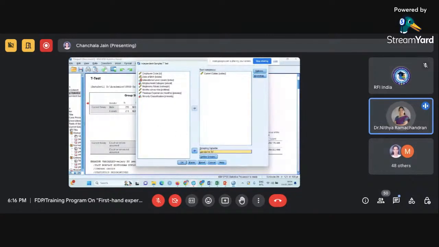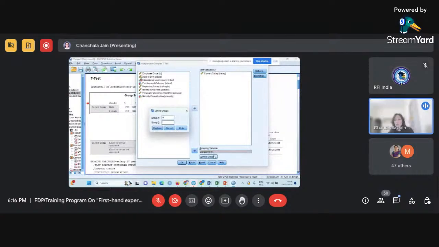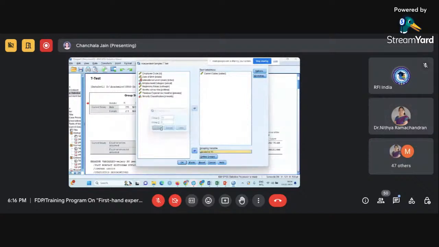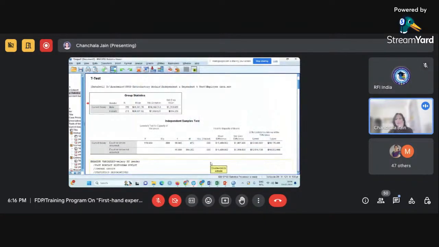Can you show me one more time, ma'am? Sorry. You need to click on define groups. You need to write here M and F, and then you can press continue, and you can press OK. So I think the results will be generated now. I'm not pressing OK because I already got the output. You press and tell me, please. Okay. Thank you, ma'am.